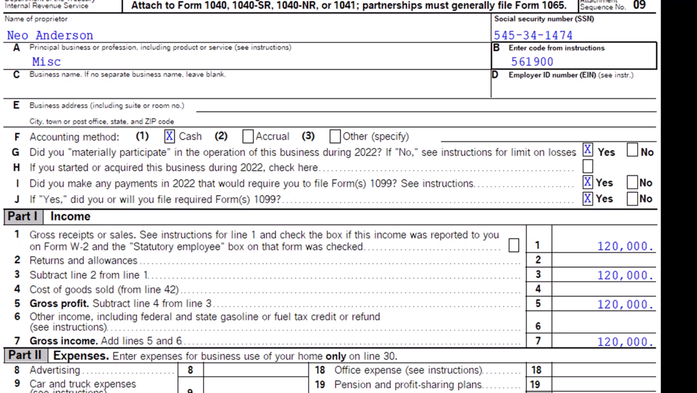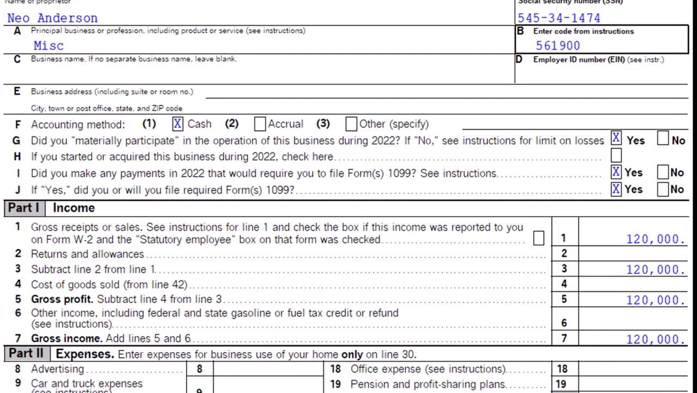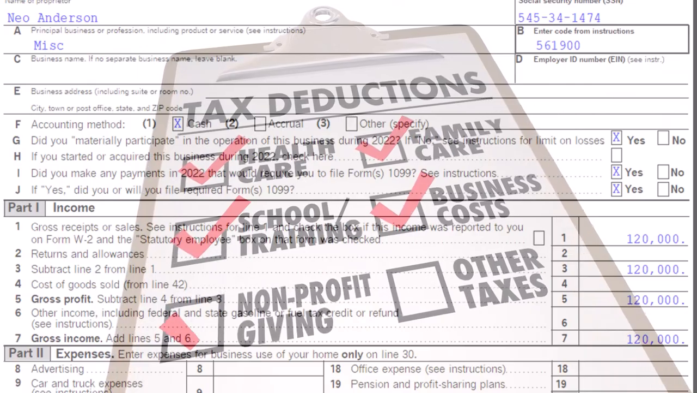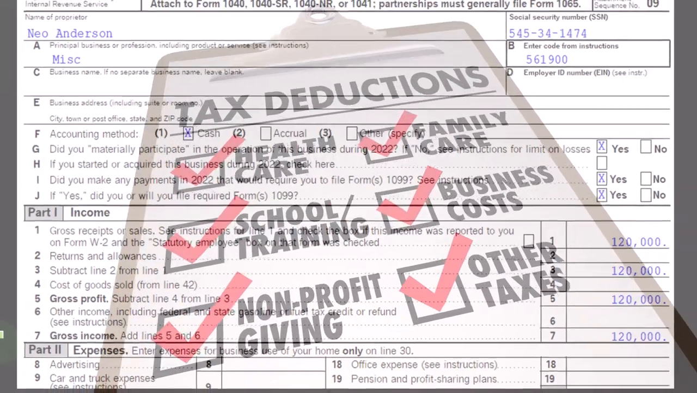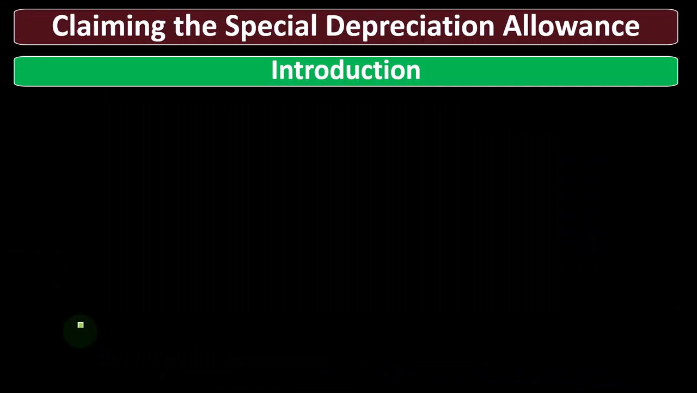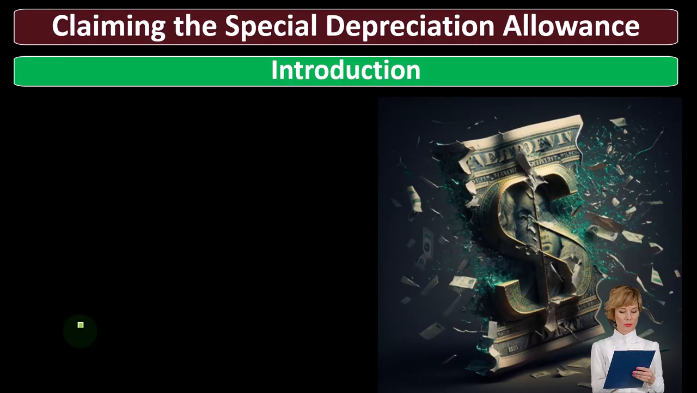And that's what we're talking about here, remembering that from a tax standpoint, normally we would like to get the deduction as soon as possible. We want the deduction to be as high as possible, and get it as soon as possible because of the time value of money, although there are exceptions to that rule. Okay, given that, we want to talk about claiming the special depreciation allowance.